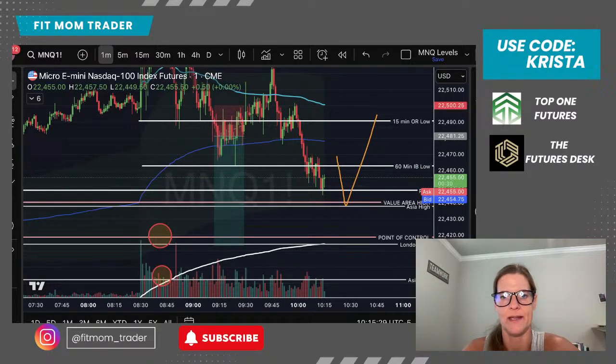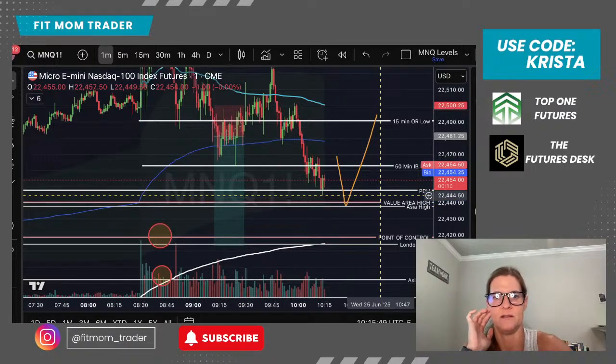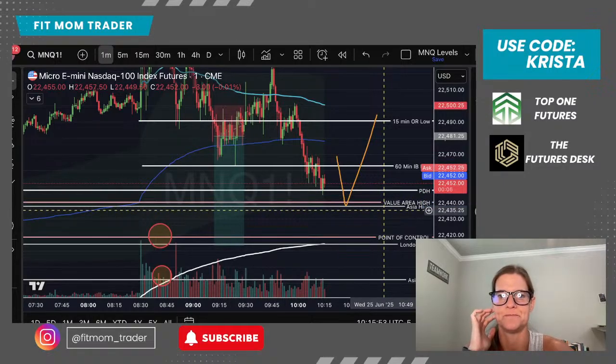Starting to get a little buy up here. The stop loss on that right now would only be like 10 points. That's not that bad. Could even go, if we were to enter here, put the stop loss a little lower to give it some room.